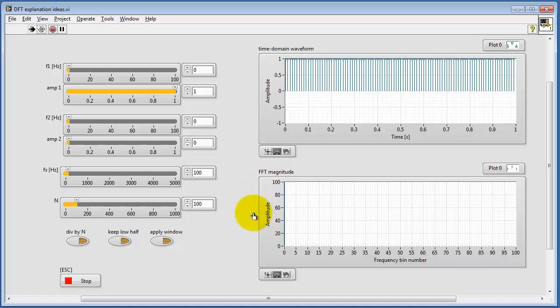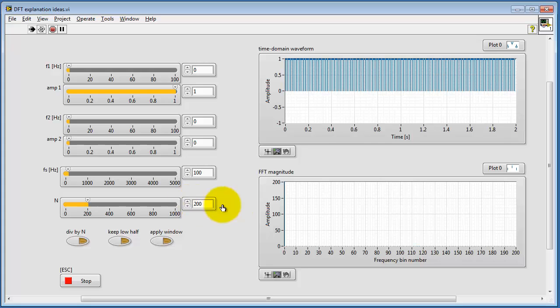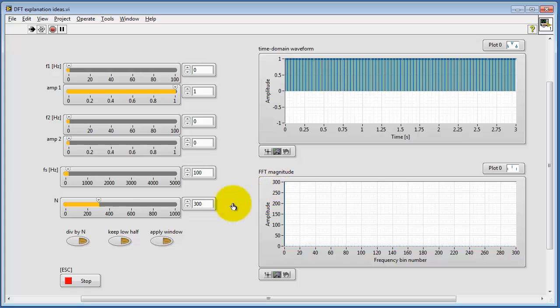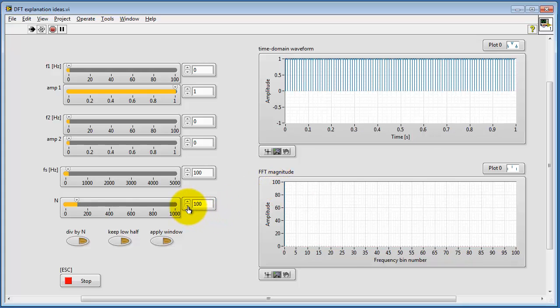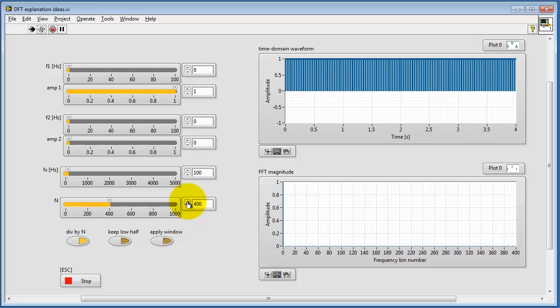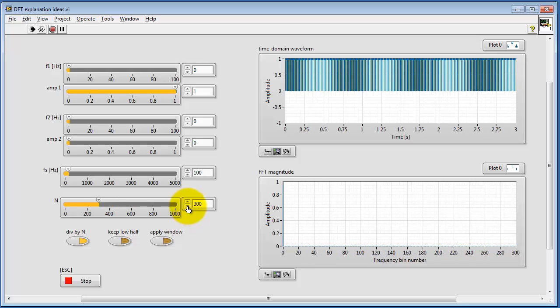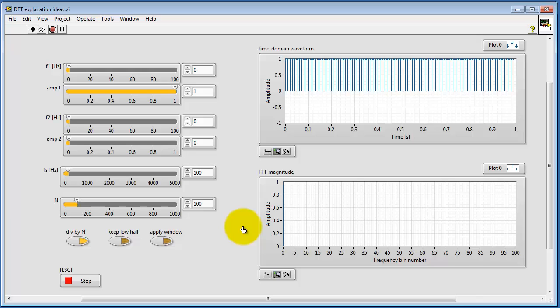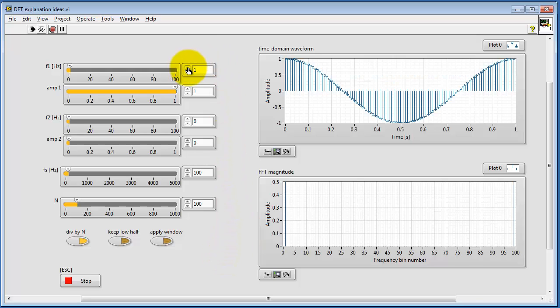Notice that the value is 100, which happens to match exactly the value of the FFT length. Now that I'm setting N up to 200 and then to 300, we see that value showing up. Now, if we divide the time domain values by N prior to going into the FFT, this normalizes the results, so we never have to worry about that amplitude changing as a function of N.